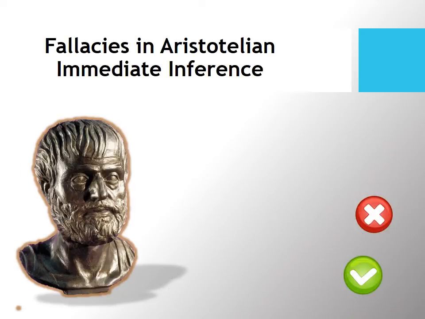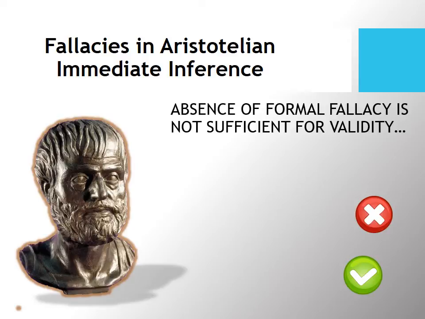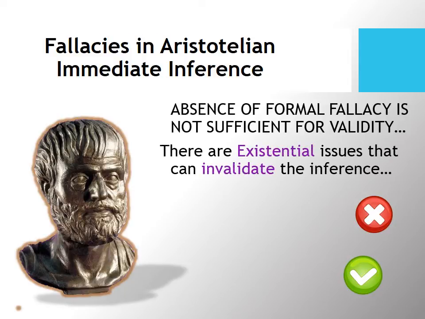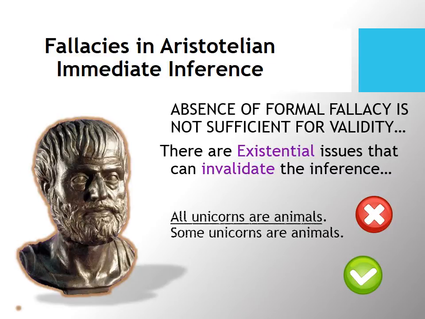And there's one last thing that we need to cover. The absence of a formal fallacy is not sufficient for validity in Aristotle's system. And maybe this is a detriment to his system, but there are existential issues that can invalidate an inference, and they have to do with something other than mere forms of arguments. Take a look at this. All unicorns are animals. Some unicorns are animals.